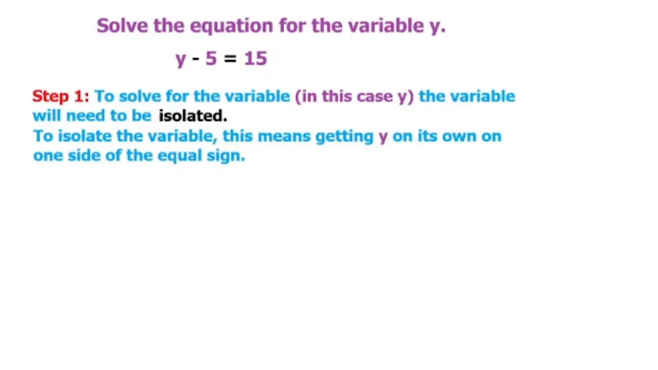Okay, so here we have y minus 5. There's a minus 5 on this side of the equal sign. So we have to do something to try to get rid of this minus 5.